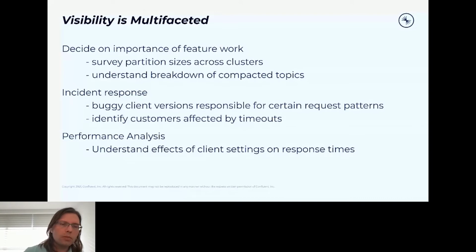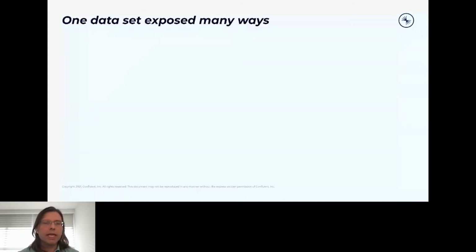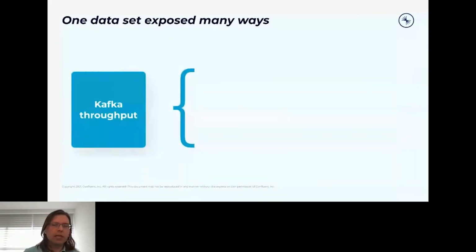Now, it's not just about having a lot of data. It's also having the ability to expose one set of data in many different ways, right? I think that's where this architecture and being able to leverage it is very powerful. If we take the example of, let's say, the Kafka throughput data, we can collect a whole bunch of metrics on Kafka throughput. It's fairly simple data, but it can be used in many different ways.